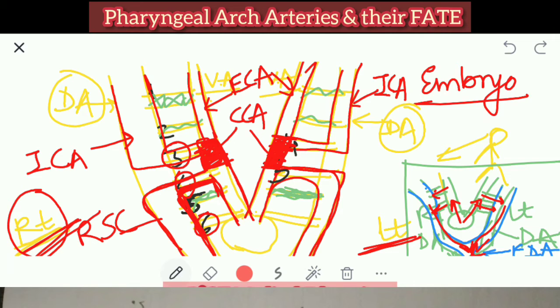is a developing arch. I mean, which develops from this. Okay, it is not a derivative of any arch. External carotid artery is not a derivative of any pharyngeal arch artery. It is not a derivative. It is a growing bud, a new bud which grows from this fourth arch. I mean, from this developing common carotid artery.